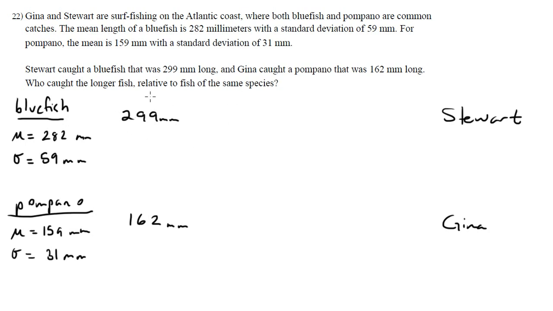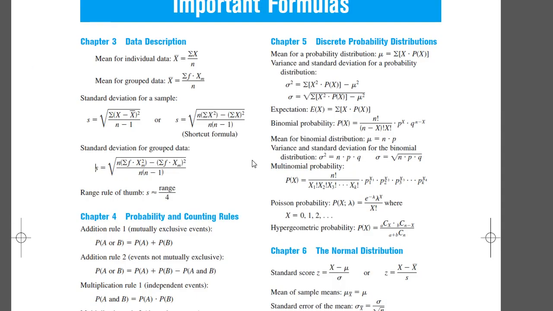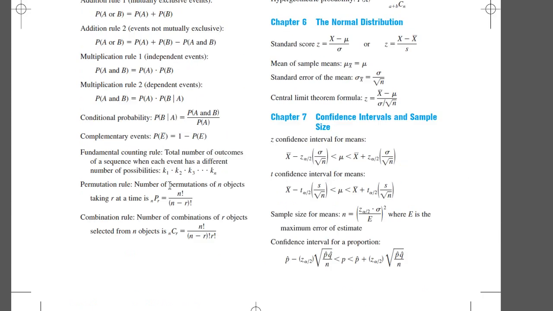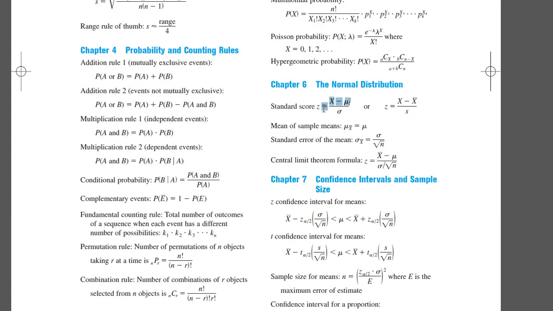Now, when you're doing this relative comparison, the perfect tool for that is the z-score. Although Stuart caught bluefish and Gina caught pompano, I want to know: is this number a lot bigger than the mean when considering standard deviations? The z-score will tell us that. The standard z-score is z equals the value minus the mean divided by the standard deviation.